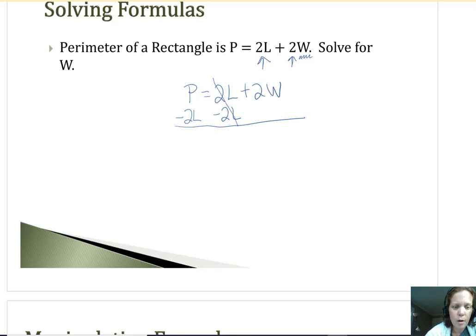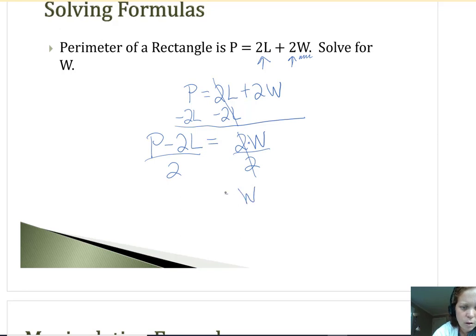So the 2L is gone now. I just have 2W on the right side. On the left side, it says P minus 2L. I can't do anything there because I can't combine P and L. So we just write it out, P minus 2L. Instead of vertically like I've been doing, I'm going to write it out horizontally. Now this 2 in front of the W, since this is 2 times W, I do the opposite to move it and I divide.